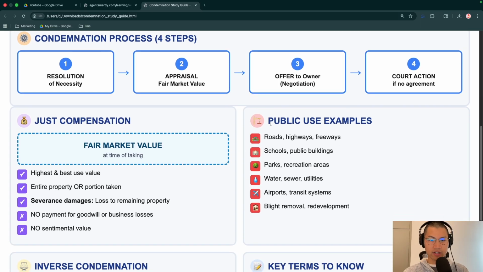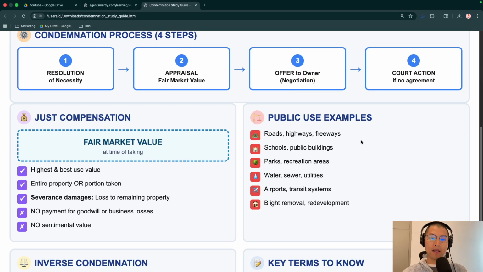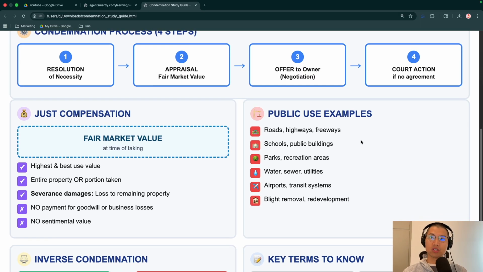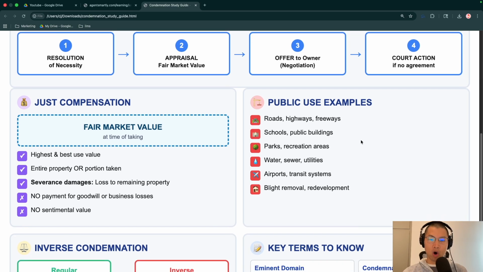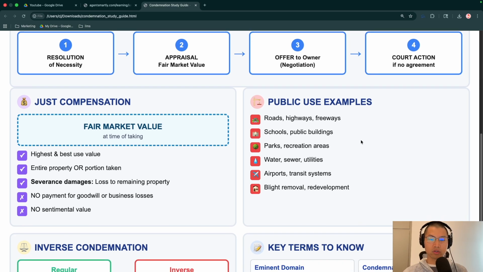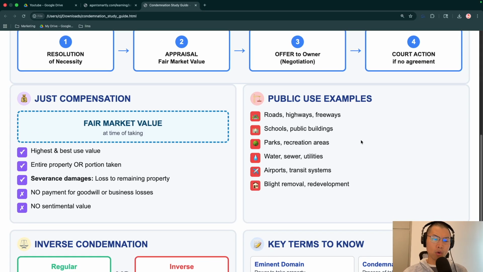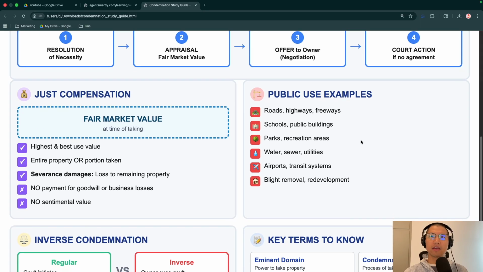And there are some examples of public use, if you don't know what they use it for, right? You could take land for highways, like we just said in the real example, and for schools, public buildings, parks, recreation areas, and also water, airport. So I would say anything that benefits the public.